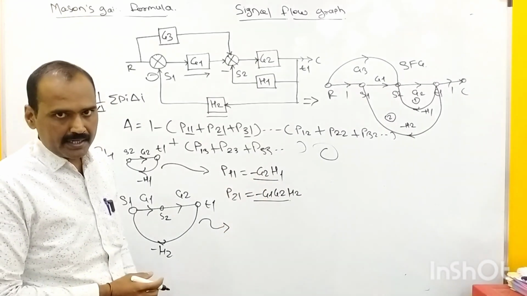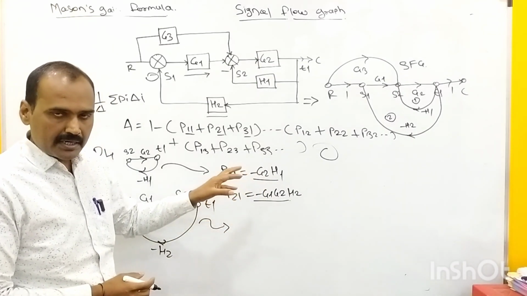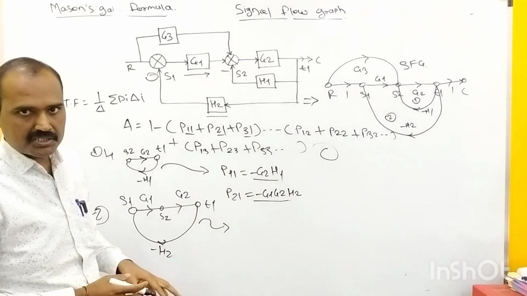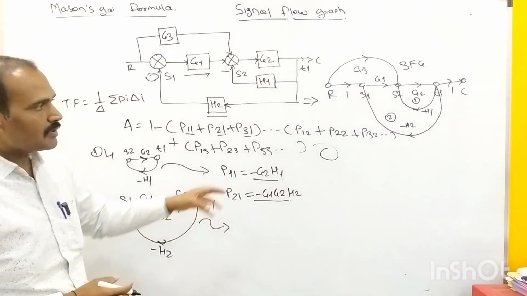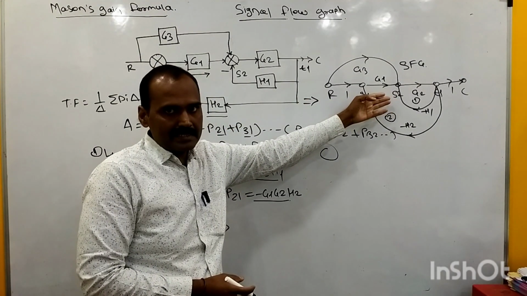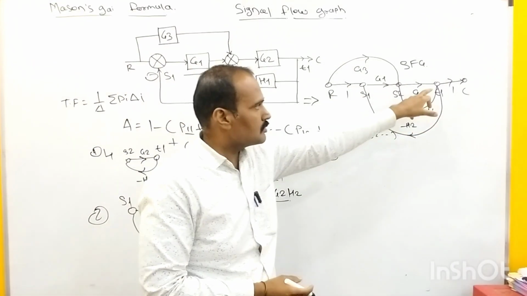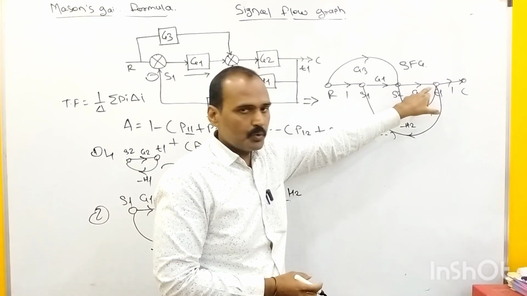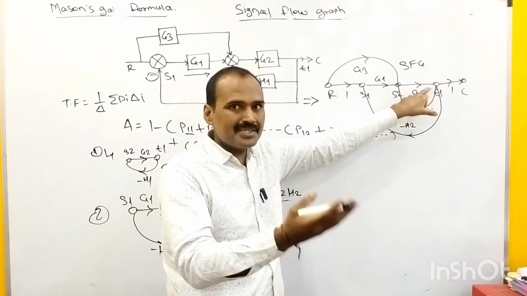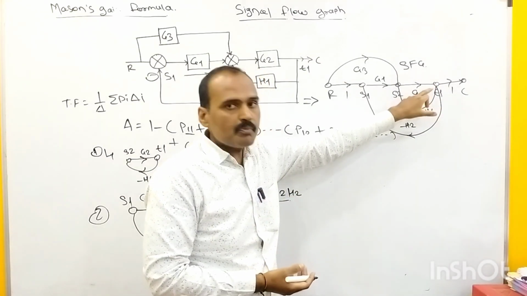This G2, right? Means we cannot say that these two loops are non-touching loops. These are touching loops. Or clearly here also we can say that even though they are sharing the same forward path, they are also sharing this similar node. Both these two loops are being originated from this takeoff point number 1.